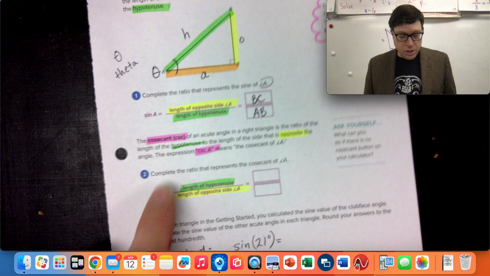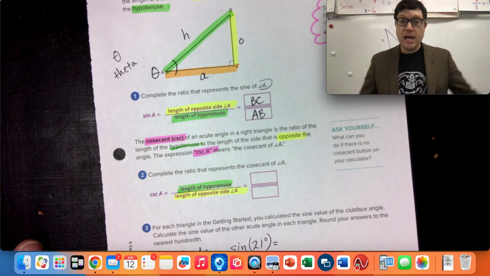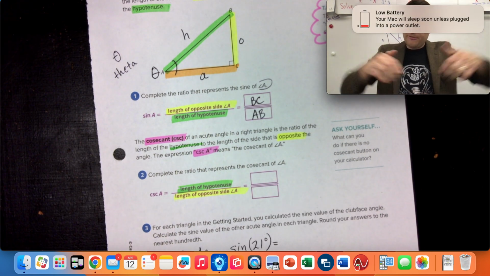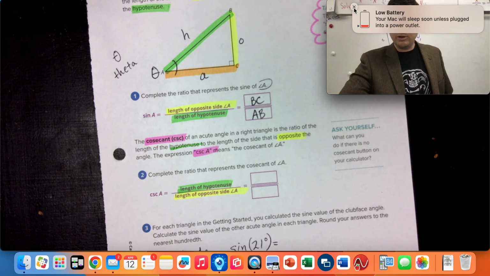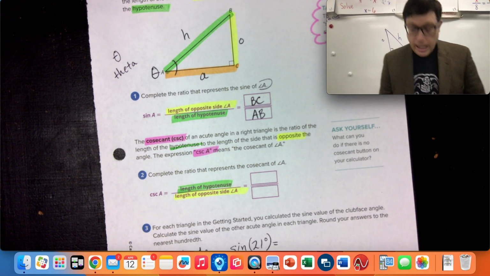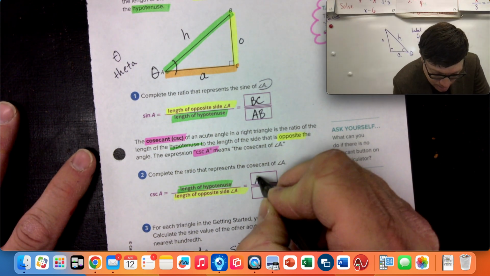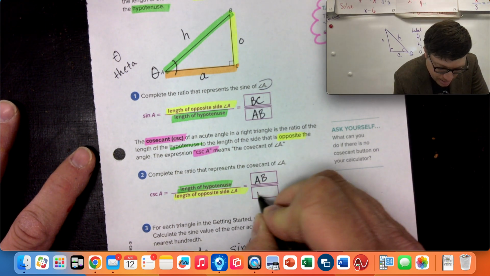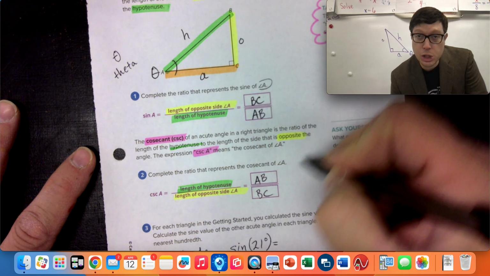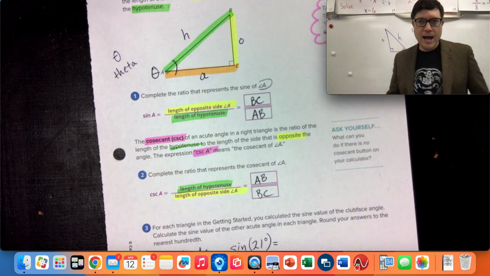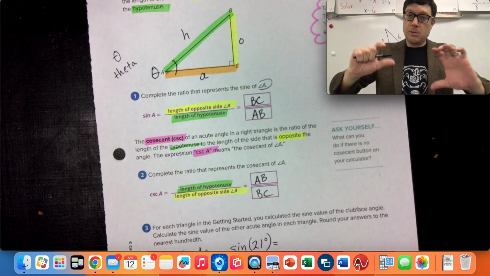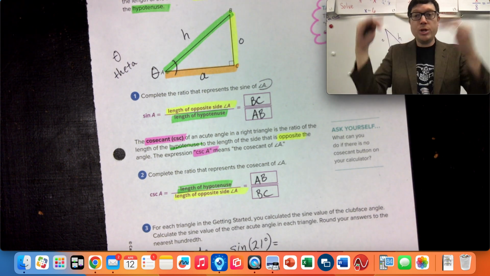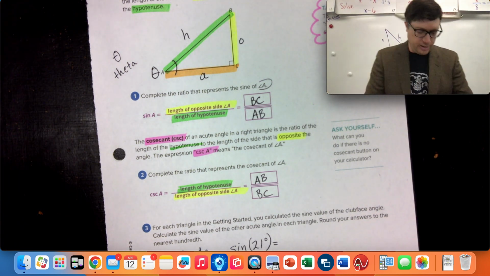So to complete the ratio that represents the cosecant of angle A, it's the flip of what we observed for sine. So the length of the hypotenuse is AB, and the length of the side opposite angle A is BC. But both of these two fractions are the same fraction, it's just which one is going to be in the numerator and which side is going to be in the denominator respectively.